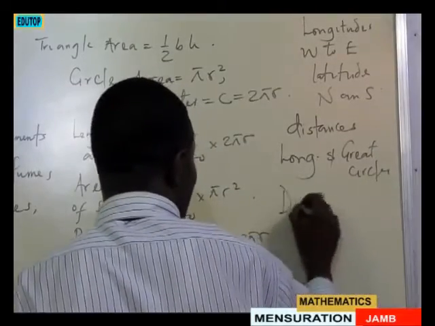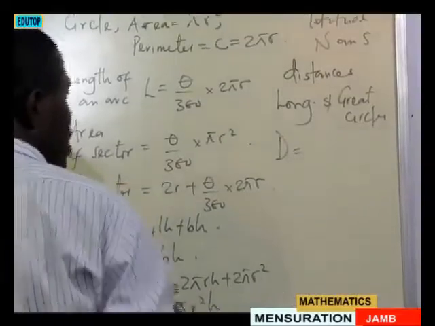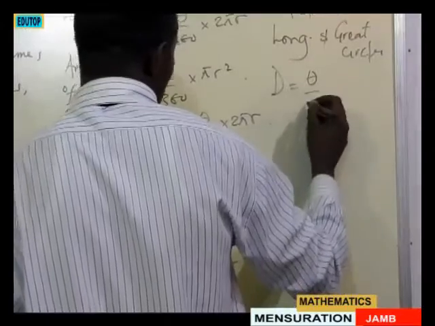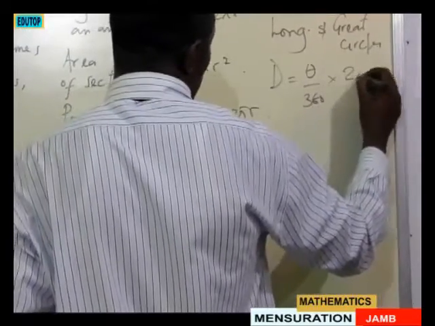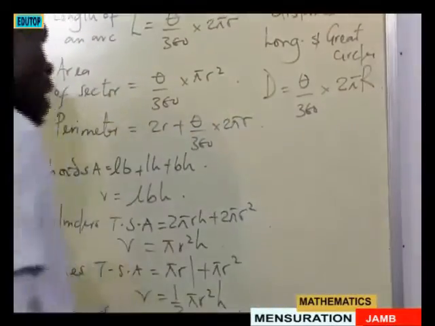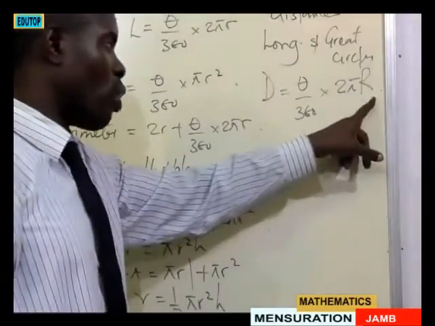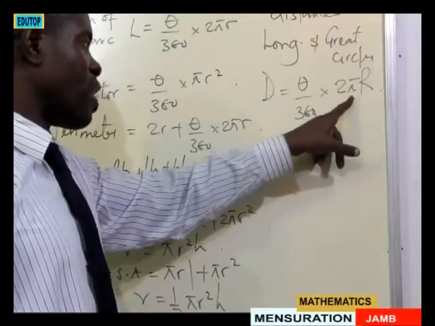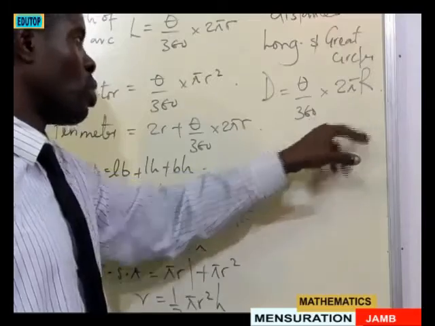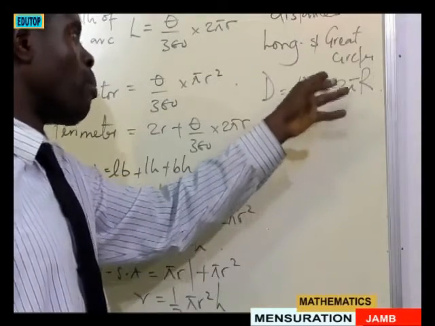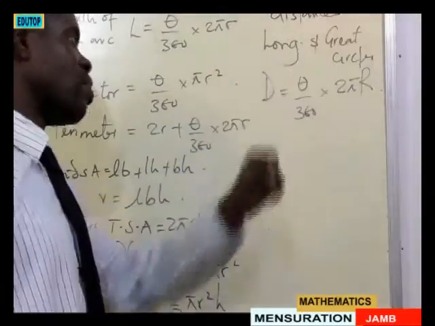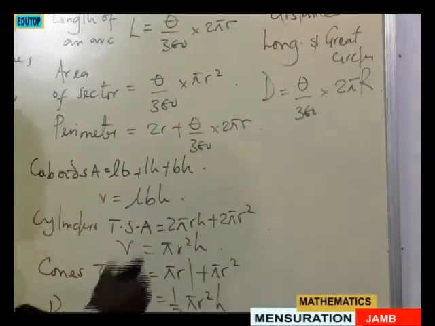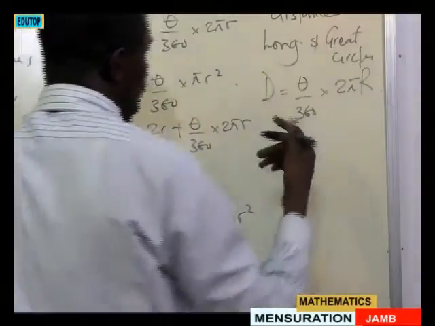And the formula for the distance along the longitude or the great circle is definitely theta over 360 times 2 pi capital R. Take note of that. Where R is the radius of the earth. Pi is the constant, which is usually 22/7, or sometimes can be given as 3.142. Where theta is the difference in what? Latitude. Take note of that. It could be the difference in latitude, it could be the difference in longitude. That is the distance along the great circles or along the longitude.